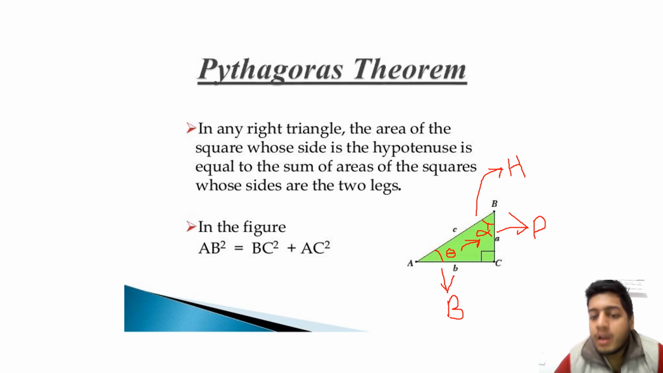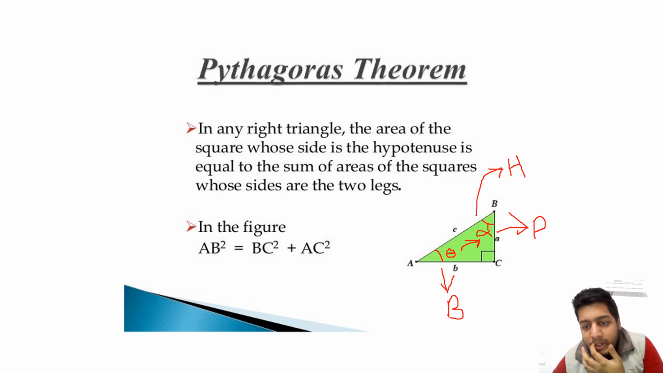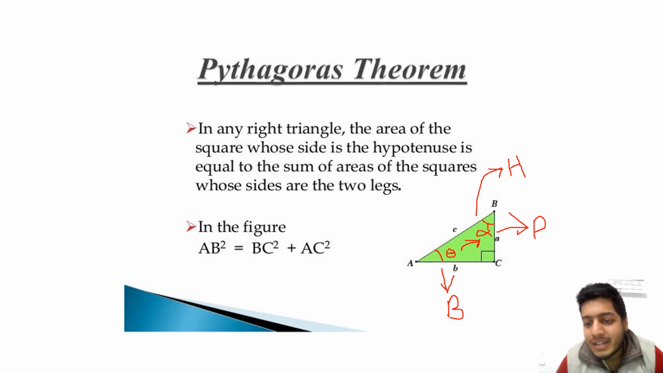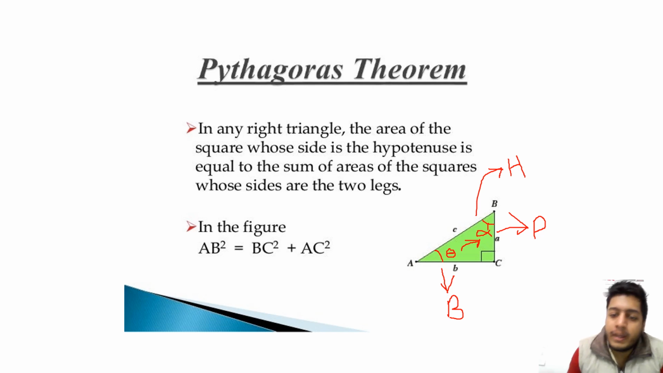So these were the basic concepts, and this was the Pythagoras theorem. Pythagoras theorem basically means h square is equal to p square plus b square, wherein h stands for hypotenuse, p stands for perpendicular, and b stands for base. So let's move to the next slide.